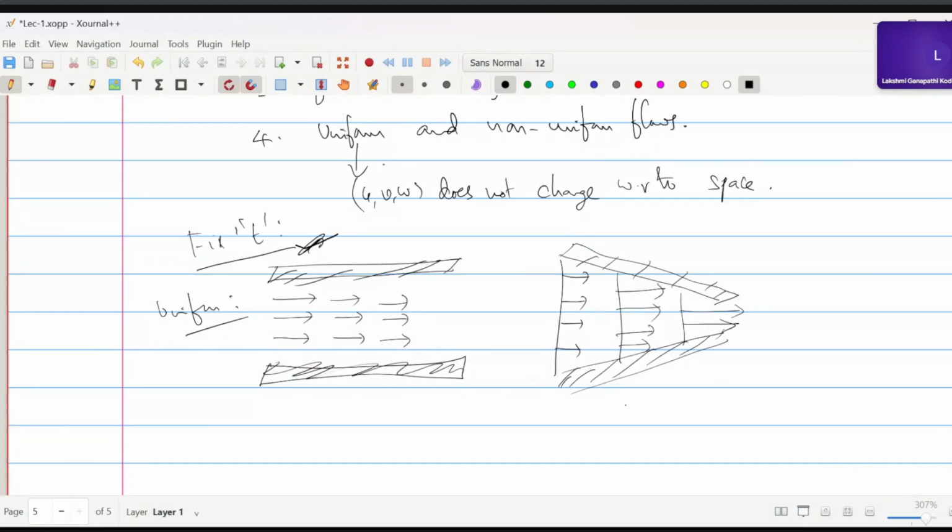So this is kind of non-uniform. You may see that locally, at this place, it is locally uniform. In the y direction, it is locally uniform flow. Okay, so this is one type.